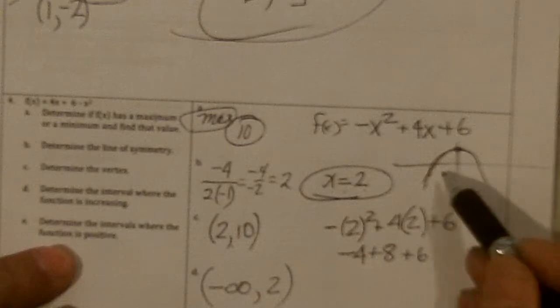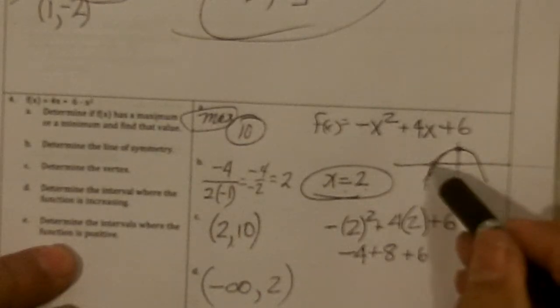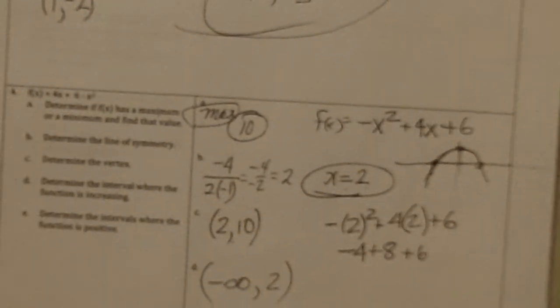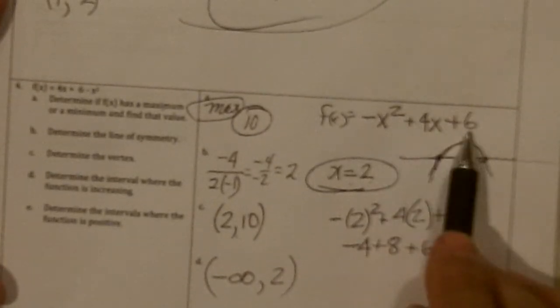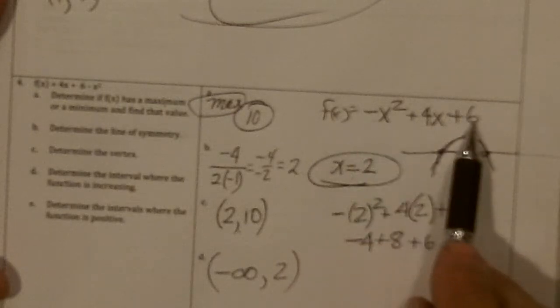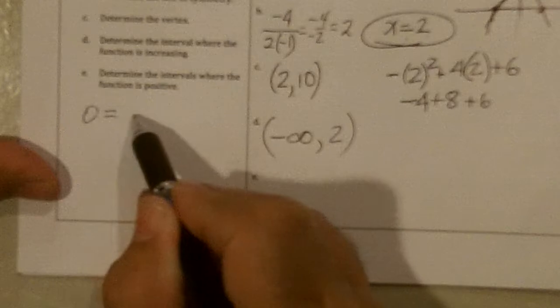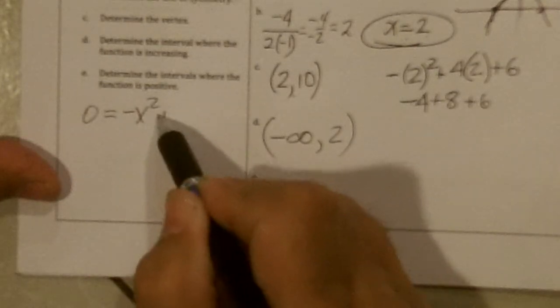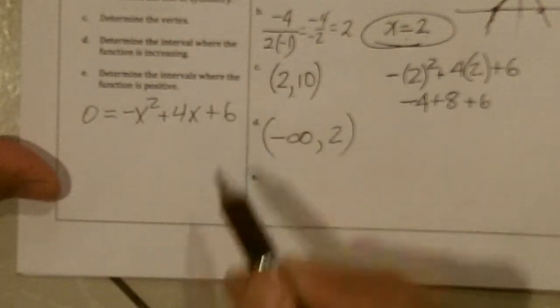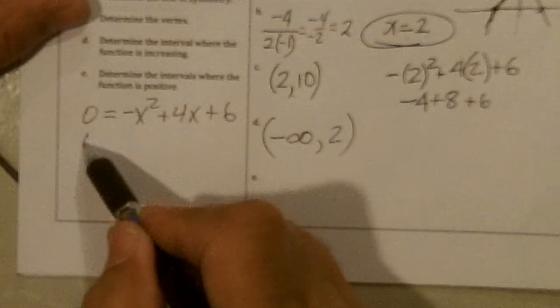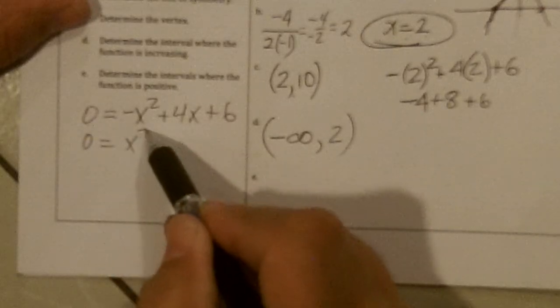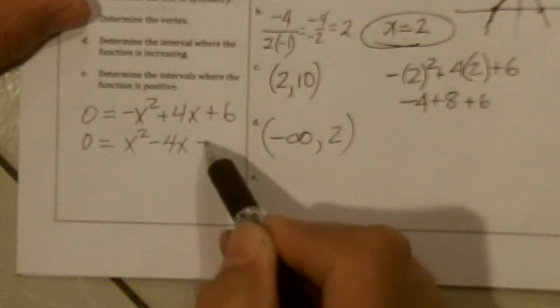Well, that's anytime it's above the x-axis, so we've got to find the x-intercepts. So we could plug this in the quadratic formula, or we could try factoring. Now if we're trying to find out when it's equal to 0, so I'm going to write it down. 0 equals negative x squared plus 4x plus 6. It's hard to factor with a negative there. Multiply everything by negative 1 and we'd get still 0 equals x squared minus 4x minus 6.